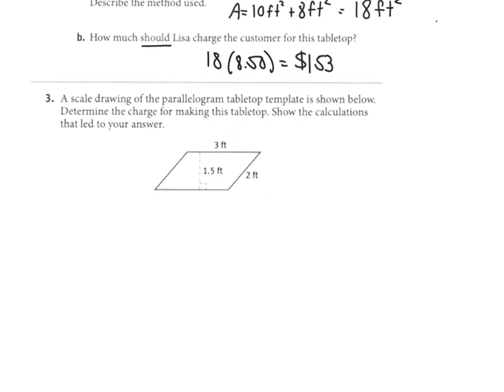Recall that for a parallelogram, we are going to use the same formula, area equals base times height, but remember the base and height must be the two perpendicular pieces. So when we're looking at the figure for the base and the height, if I call the 3 feet the base, then this 1.5 feet is going to be the height, since we can see that they are perpendicular. So the area will be 3 times 1.5, which is 4.5 feet squared.